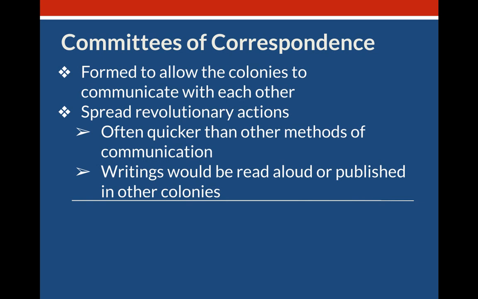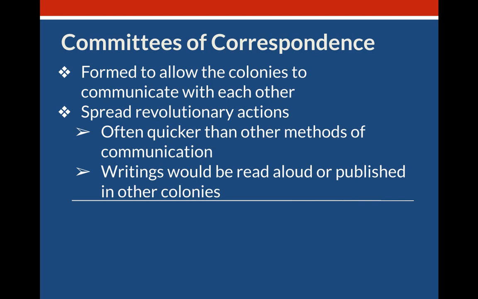I already talked about this, but I wanted to make sure you know the difference between the Committees of Correspondence and the Continental Congress. They're different. So again, the Committees of Correspondence were happening in the early stages of the American Revolution. They were allowing the colonies to communicate with one another. They were spreading revolutionary actions. So in the town meetings, that's when you would find out about, hey, we're going to do the Boston Tea Party. Hey, we're going to do this protest. Hey, we're going to do that protest. It was just a way to spread information between the colonies during the Revolution.